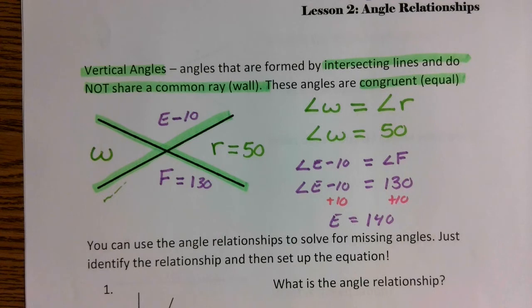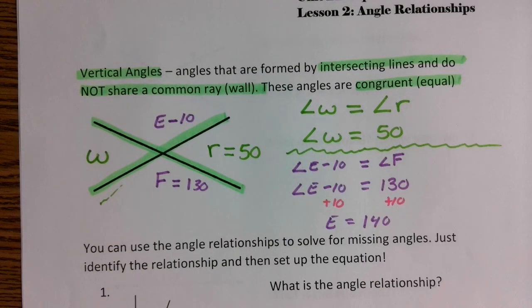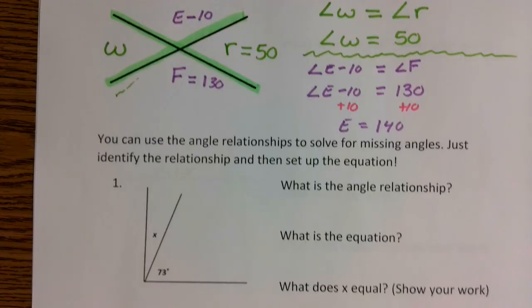So when we come back from lunch, what we're going to do is we're going to practice identifying the relationship, writing the equation, and then solving the equation. Okay, let's line up for lunch. I'll call you row by row.